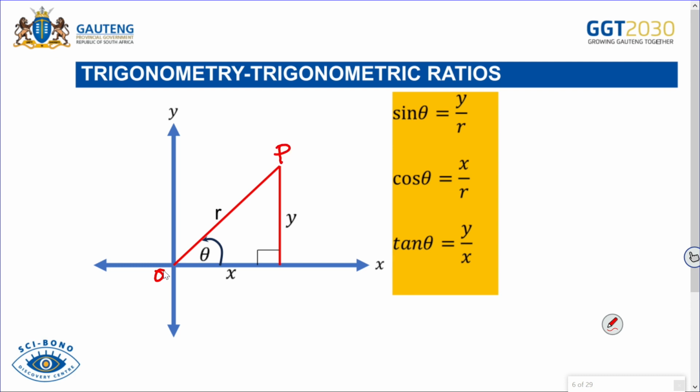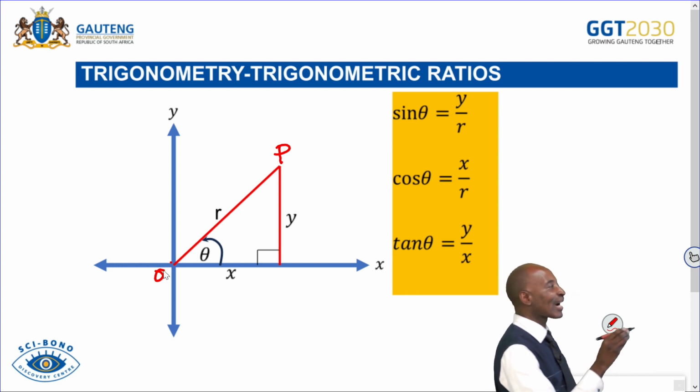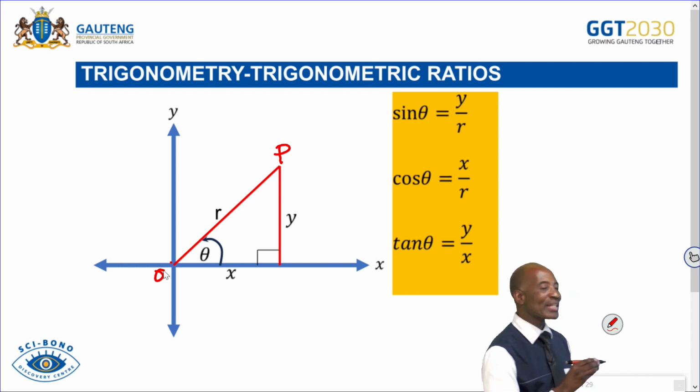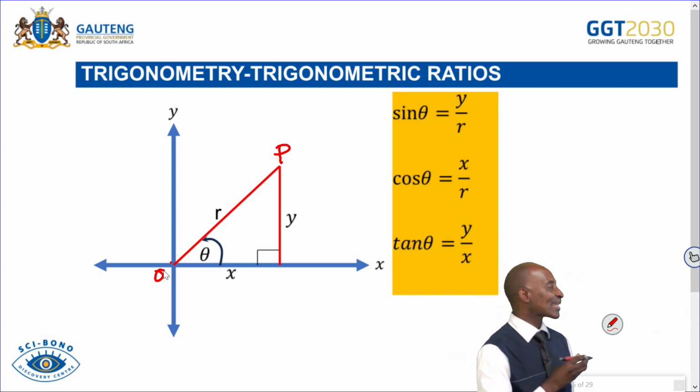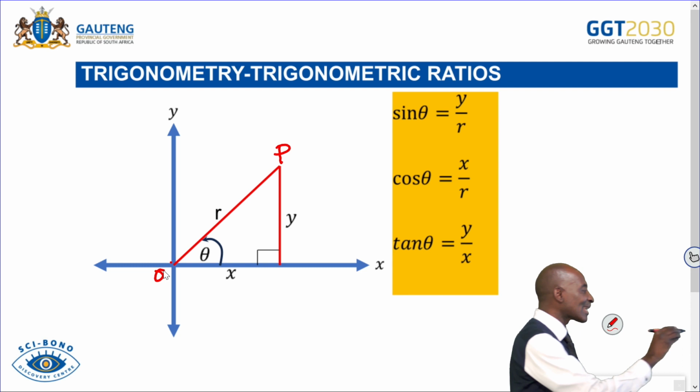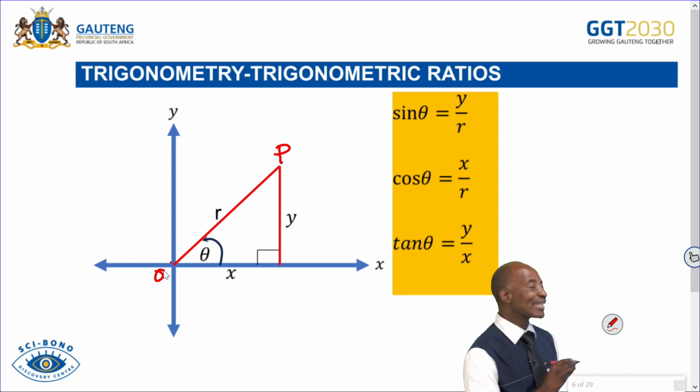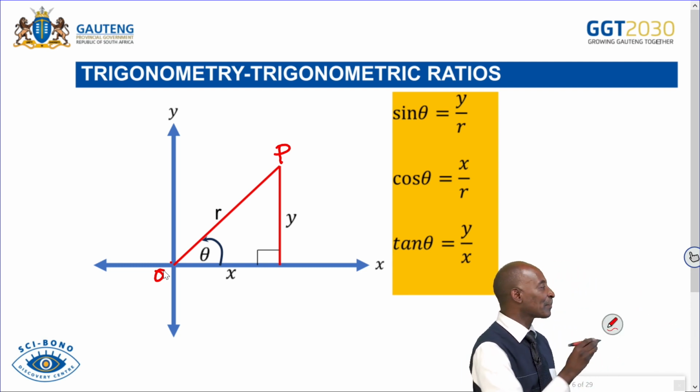This is our terminal arm. It starts from the origin and extends to the circumference of the circle at point P. That's why we are naming it our radius R, which is the distance from the center of the circle to the circumference of the circle.